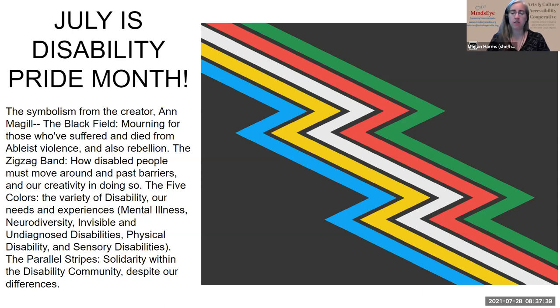The black field symbolizes the mourning for those who've suffered and died from ableist violence and also rebellion. The zigzag band, how disabled people must move around and past barriers and our creativity in doing so. The five colors, the variety of disability, our needs and experiences: mental illness, neurodiversity, invisible and undiagnosed disabilities, physical disability and sensory disabilities. And the parallel black stripes, solidarity within the disability community despite our differences.